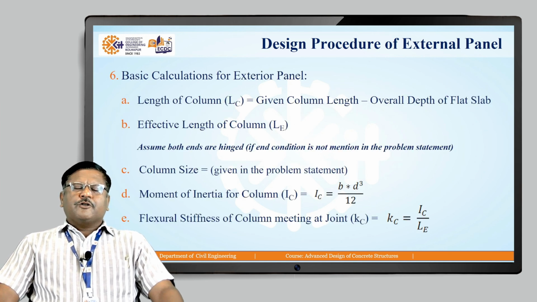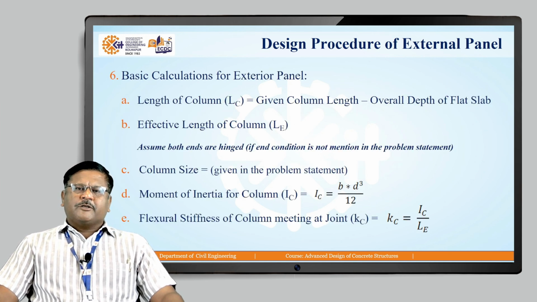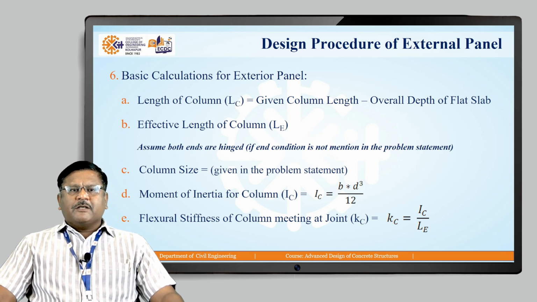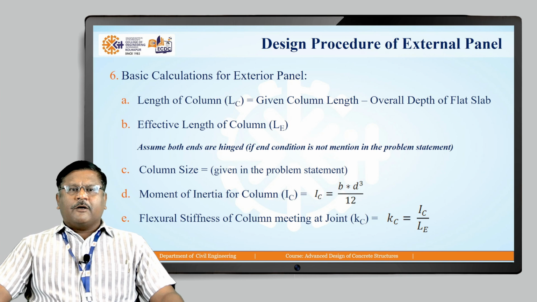Next thing, you want to distribute those moments into column strip and middle strip. So for that distribution, some basic calculations are required, which are as follows. Basic calculation for external panel problem. First of all, calculate the length of column. LC is equal to given length of column minus overall depth of the slab, flat slab. Then calculate the effective length of column. The first point is total length of column, whereas the second point is effective length of column.